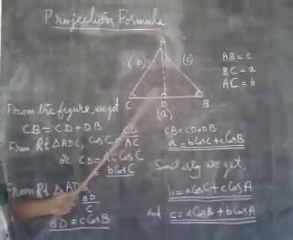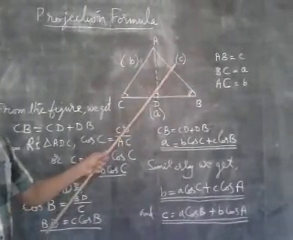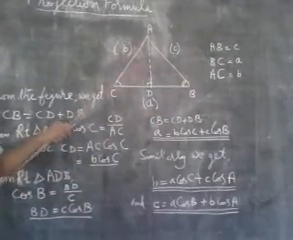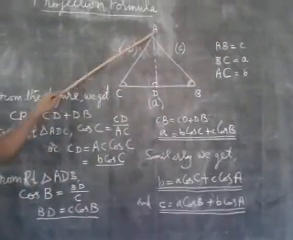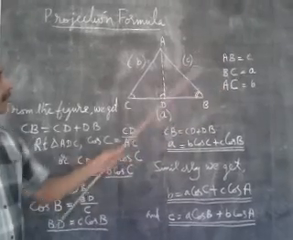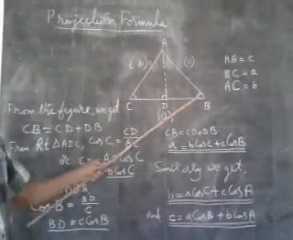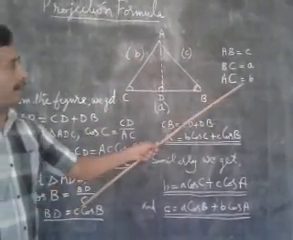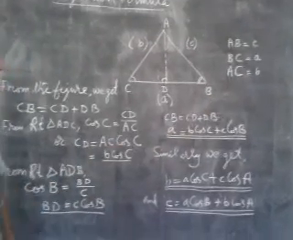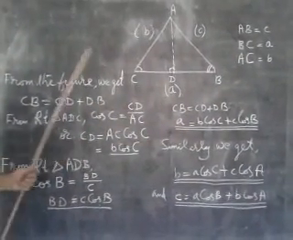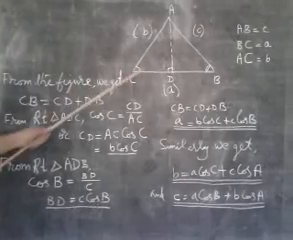AB side, opposite to angle C, is small c. BC side, opposite to angle A, equals small a. AC side, opposite to the angle B, is denoted by small b. Then the projection formula can be derived from the figure.